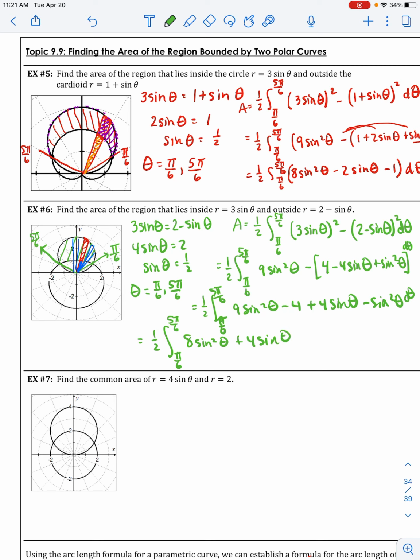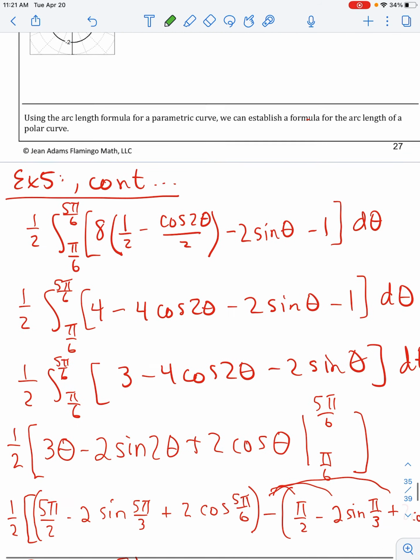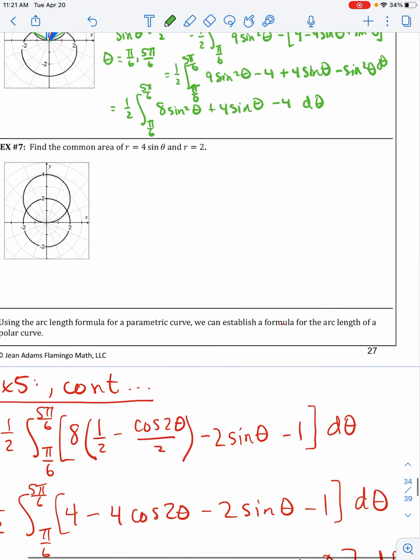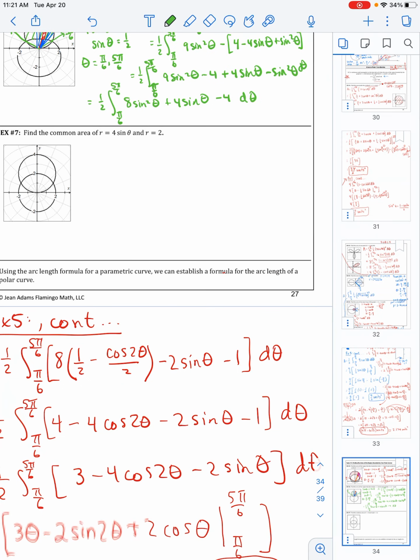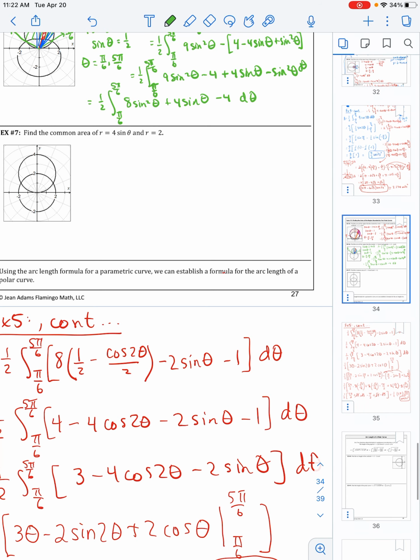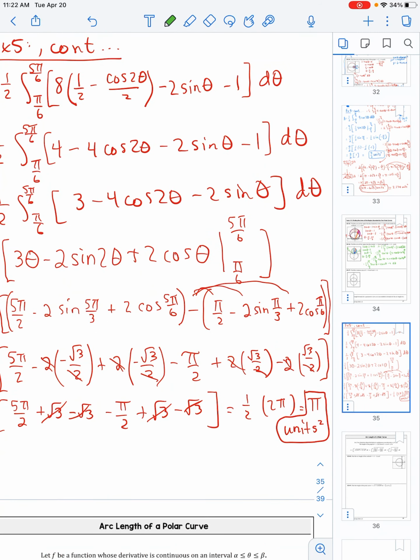And if I add my like terms, I get 8 sine squared theta plus 4 sine theta minus 4 d theta. And I'm going to put my equivalency in again for sine squared. I don't know if I have any room left on that. Not really. I should probably add another page.